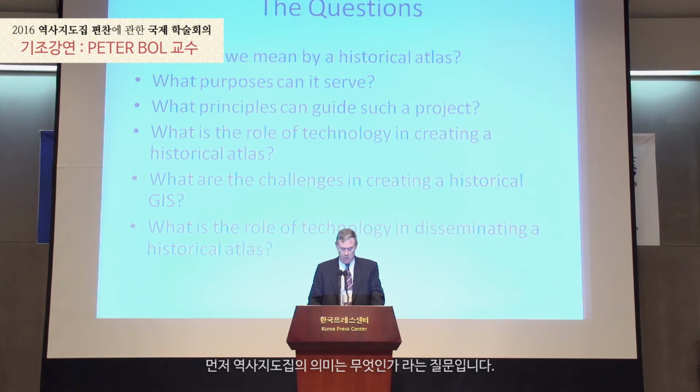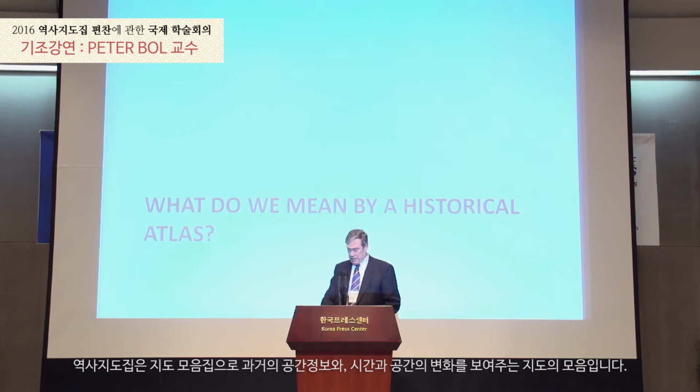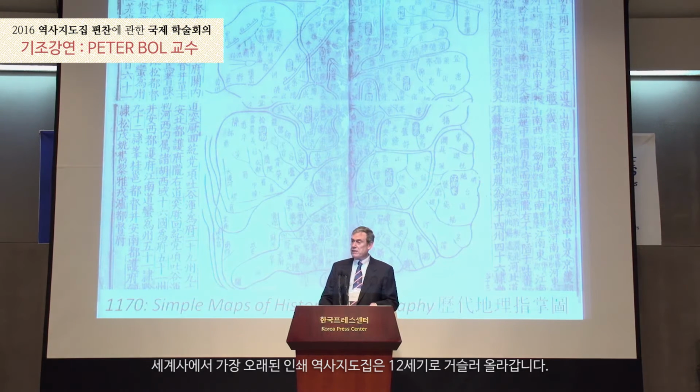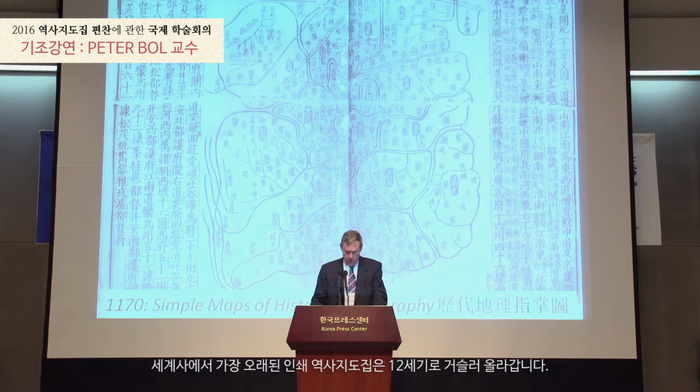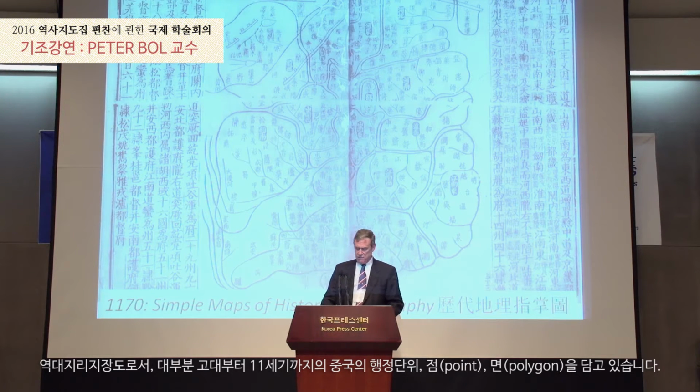Well, what do we mean by an historical atlas? A historical atlas is, at the very least, a collection of maps that show spatialized information from the past and shows changes over time and space. The earliest known printed historical atlas in the world dates from, in this case, the 12th century edition, in a work titled Simple Maps of Historical Geography, Lidai Dili Zhizhangtu. It is largely an atlas of Chinese administrative units, points and polygons from antiquity through the 11th century.